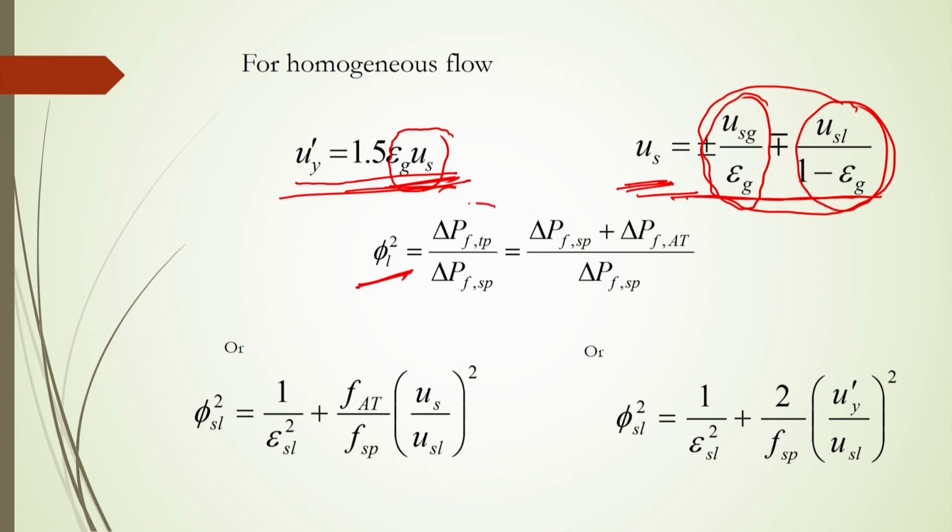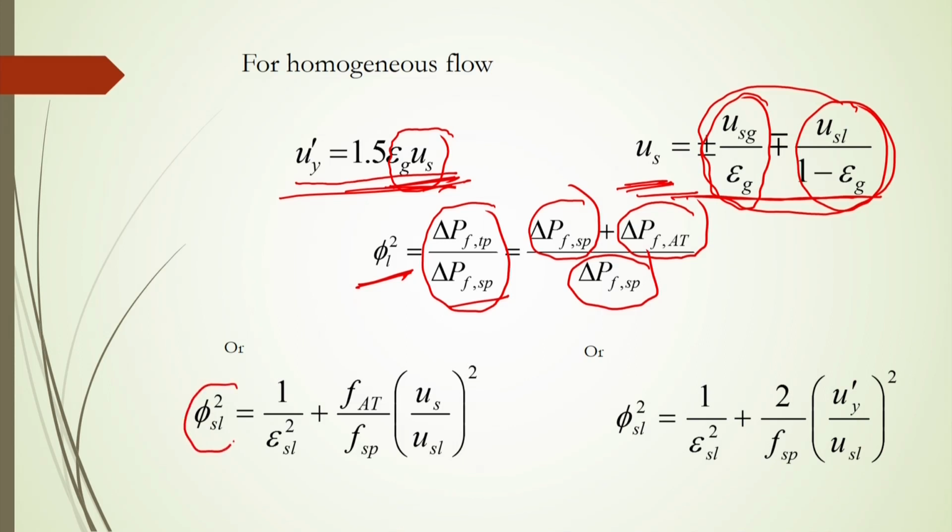is to be calculated here, the ratio of this two phase friction factor to the single phase friction factor, and this two phase friction factor will be equal to the single phase friction factor plus the friction factor due to the additional turbulence, and then this is the friction factor due to the single phase.